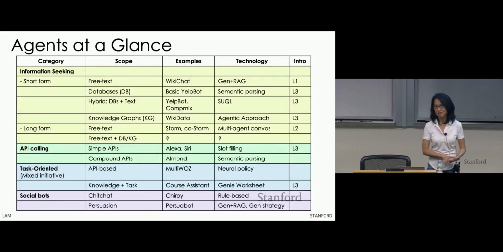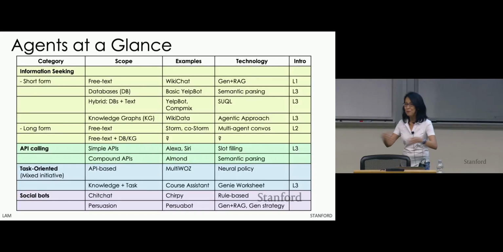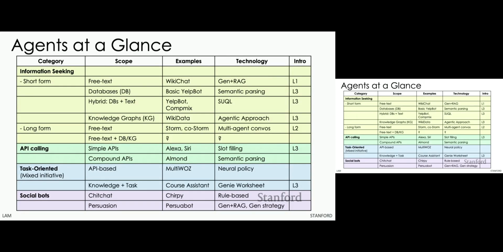So here are the agents at a glance. There are many, many papers, like a gazillion papers, on how we automate this natural language interface. At the top, I put down information seeking. We separate the short form from the long form. We have seen the long form already, and that is the STORM and the Co-STORM project.